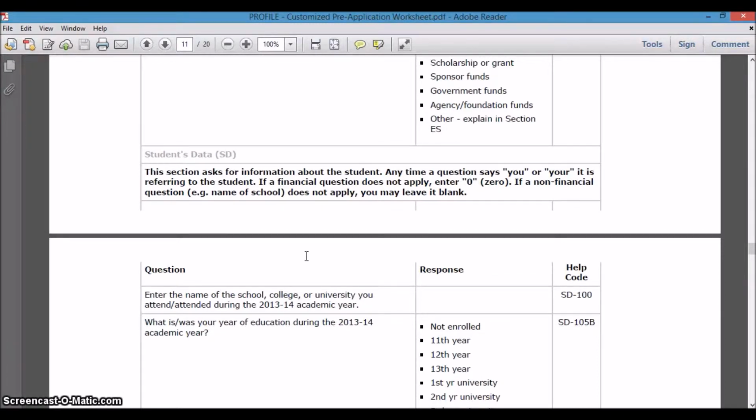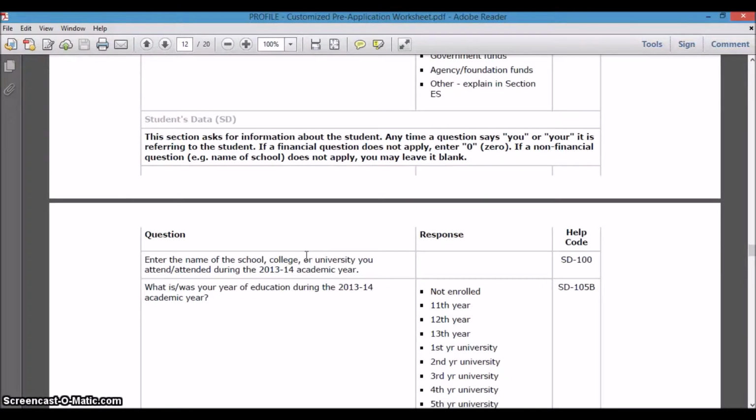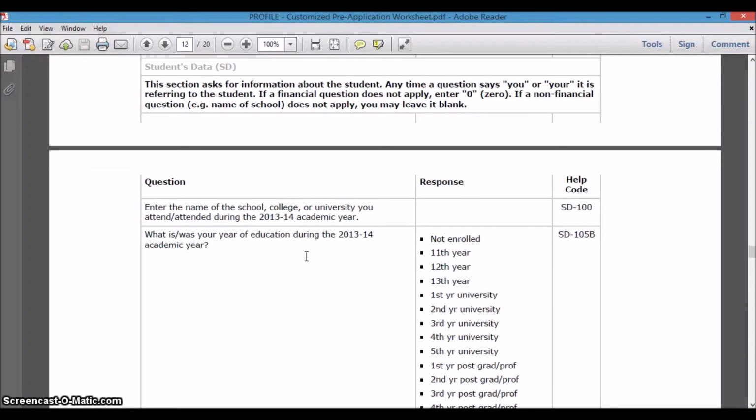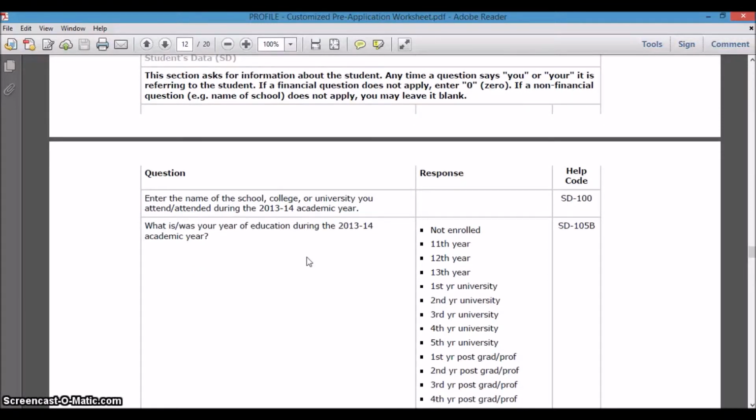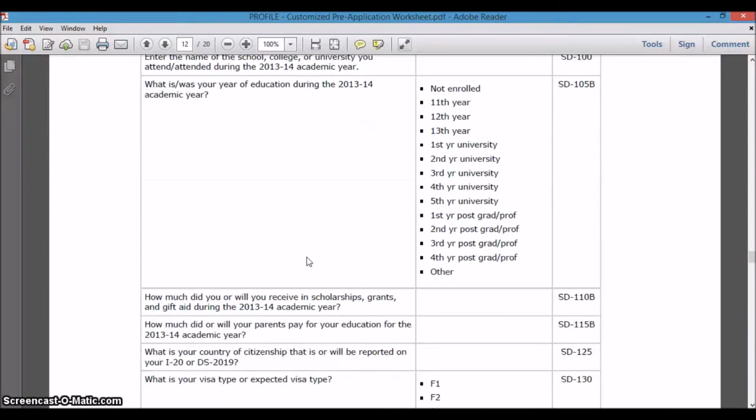That's true. The next section is students' data. So this is basically going to be about you. This is probably going to be the easiest section. You're going to enter the name of the school or college you attend. For you, it's going to be school. So just put down your school's name, and also list down what grade you're in, which is the second question.